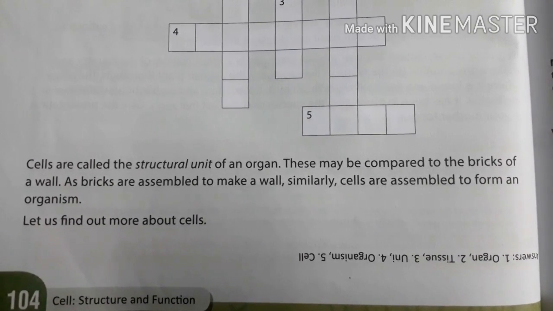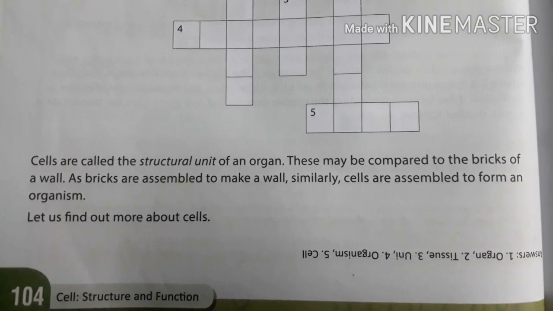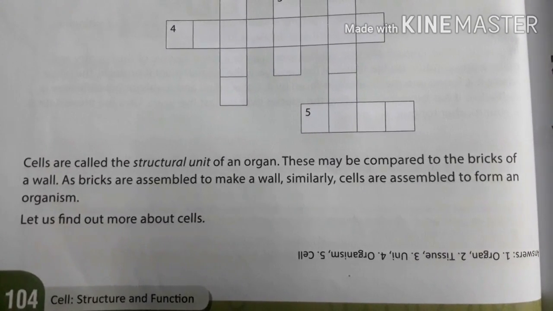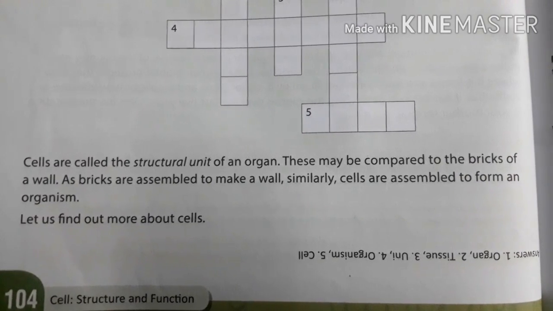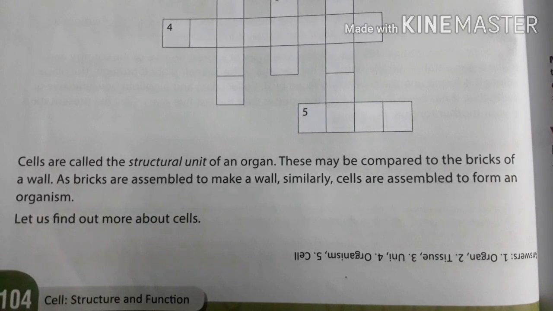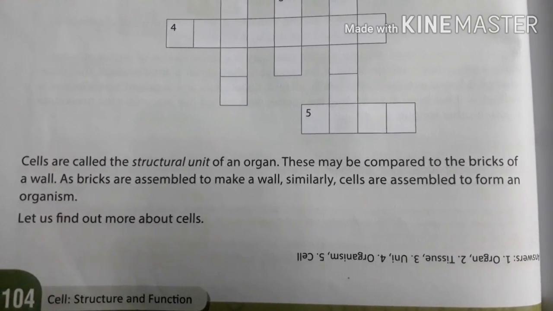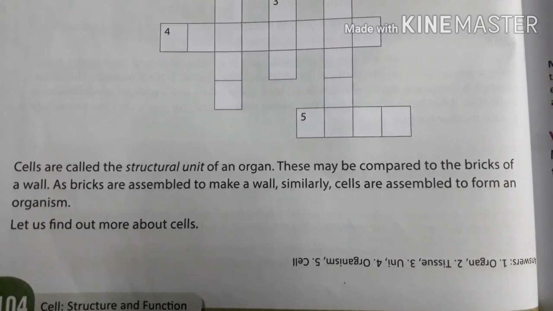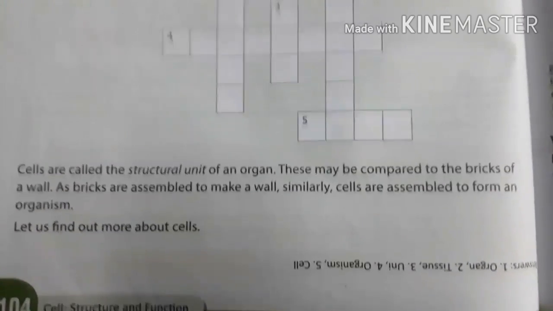As bricks are assembled to make a wall, you know how it has been made: by joining many bricks. Similarly, cells are assembled to form an organism. Our body is also made up like that only. It is like a structure of bricks. That is a cell.